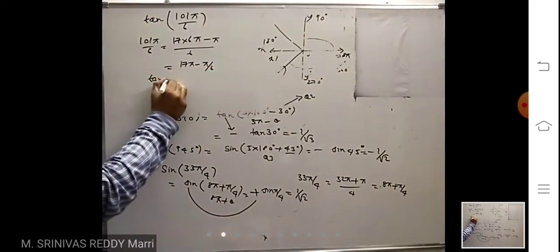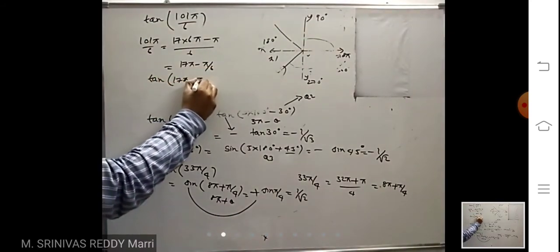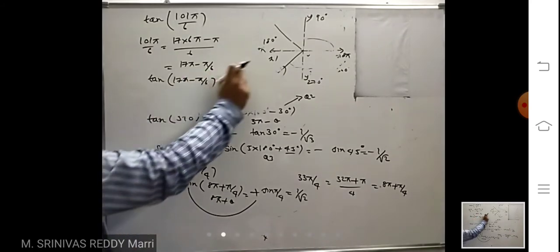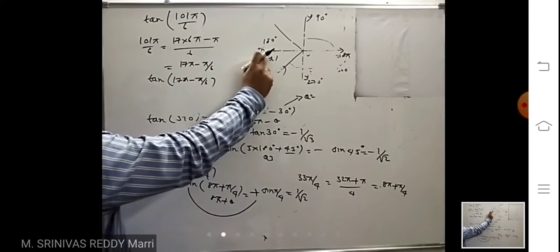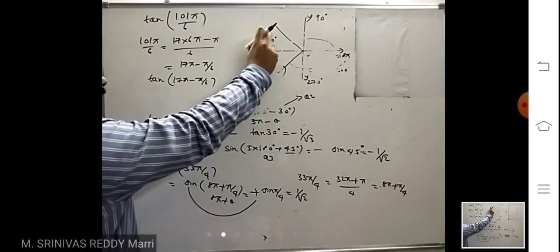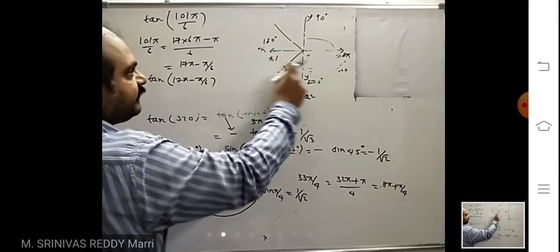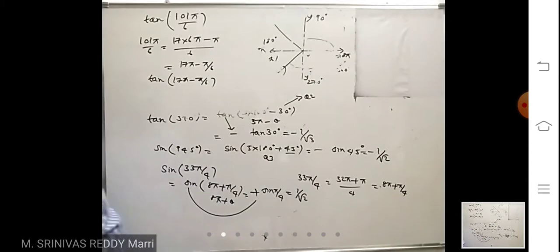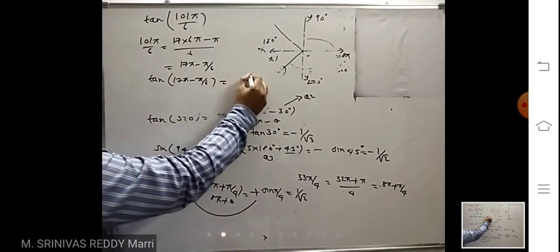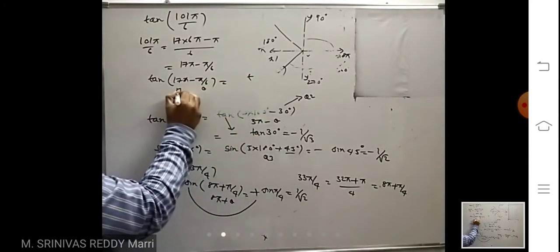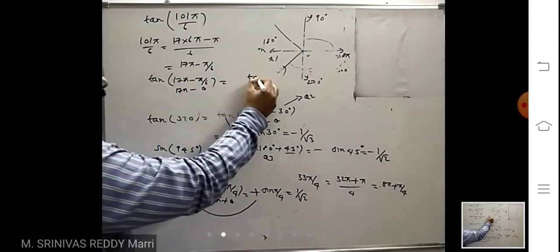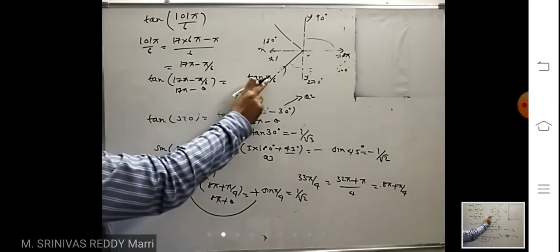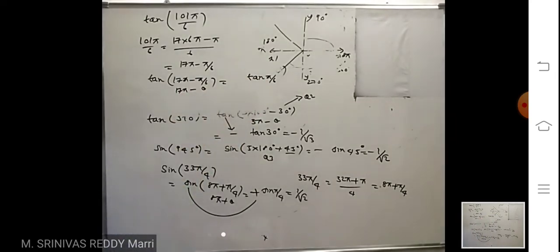17 pi minus pi by 6. Look at 17 pi minus pi by 6. 17 pi will come here. Minus means less than that. That means in which quadrant it lies. In this quadrant it will lie. So immediately you write this is theta. This is 17 pi minus theta. You write tan theta. Don't write tan of minus pi by 6. Only you write this theta, pi by 6.